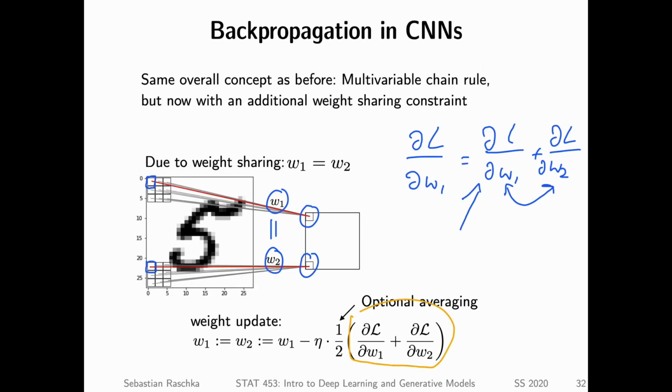We sum them up, and optionally, sometimes people also average over these. So if you have used this weight, let's say 30 times in this image, you would have a 1 over 30, for example. So there's also an optional averaging going on. But this is all there is to backpropagation in CNNs. Of course, how we compute it also depends on how we compute the activation, what activation functions we use, and so forth. But this is the backpropagation for CNNs.